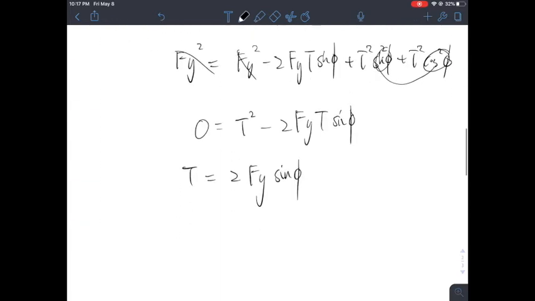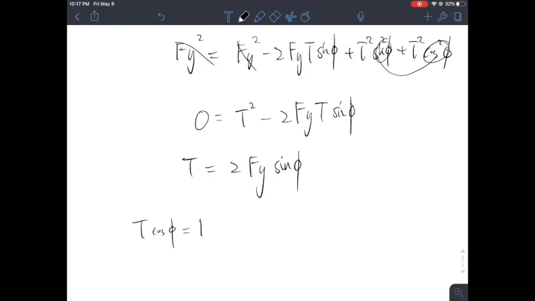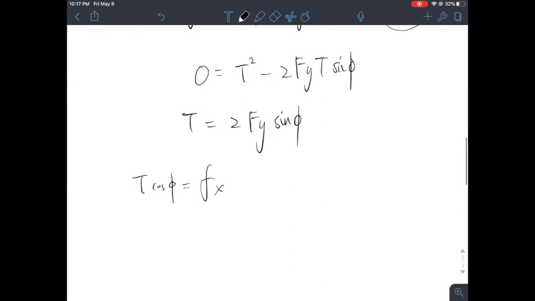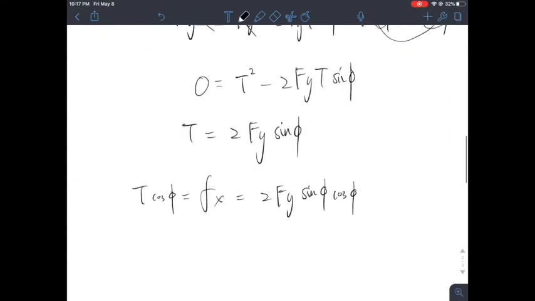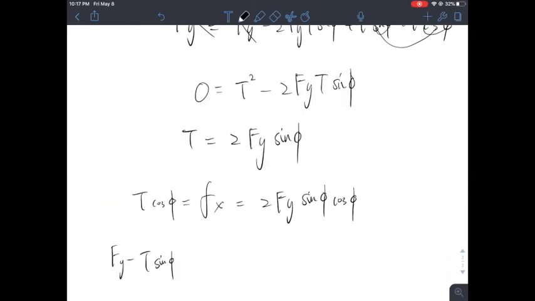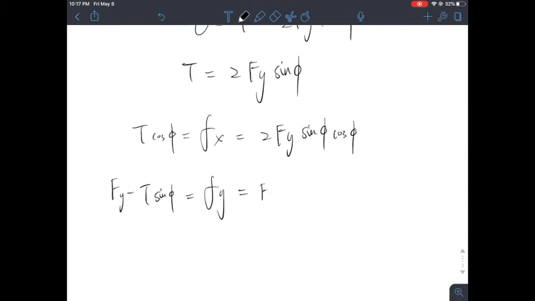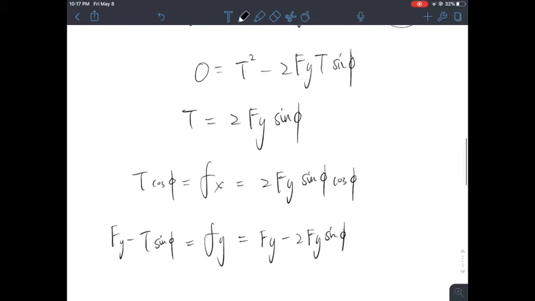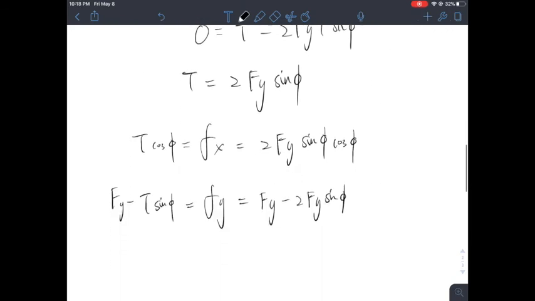Now let's plug t back into our equation. We can find the values of Fx and Fy. So what is Fx? Fx is t times cosine phi, and we plug in the expression for t, so we have 2 times Fy times sine phi times sine phi times cosine phi. Then we know Fy minus t sine phi equals Fy. We plug in our t again, and we get Fy minus 2 Fy sine phi times another sine phi.